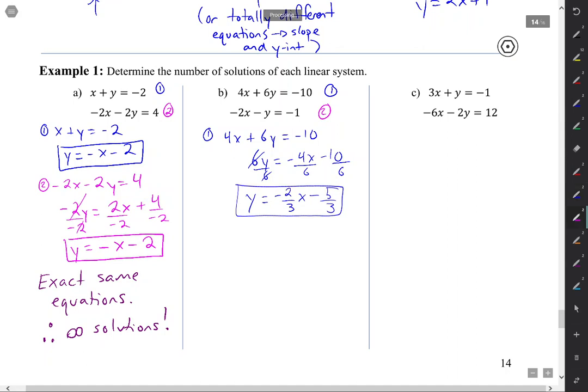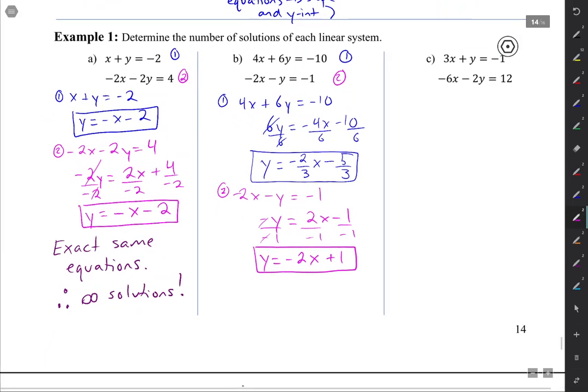And then let's do number 2. So I'm going to move that negative 2x over. So we have negative y is equal to 2x minus 1. So that 2x became positive. And then we're going to divide everything by negative 1 to cancel out that invisible negative 1 in front of the y. So then we have y is equal to 2 divided by negative 1 would just be negative 2x, and then negative 1 divided by negative 1 would be plus 1. So this here is our equation in slope-intercept form.